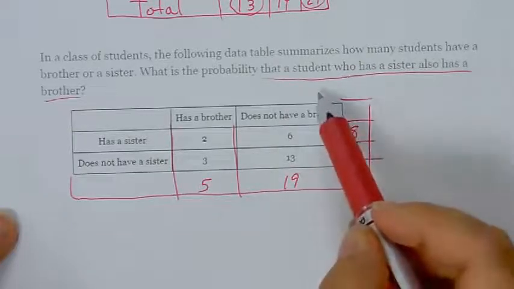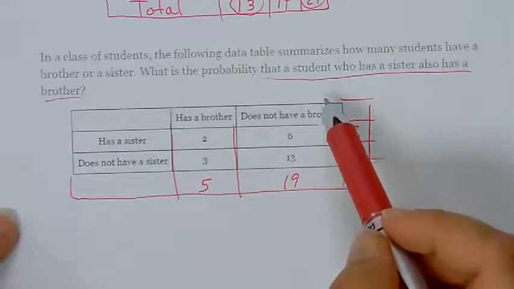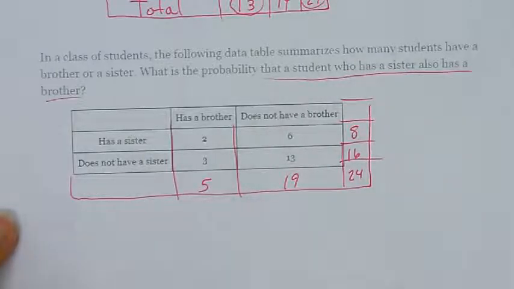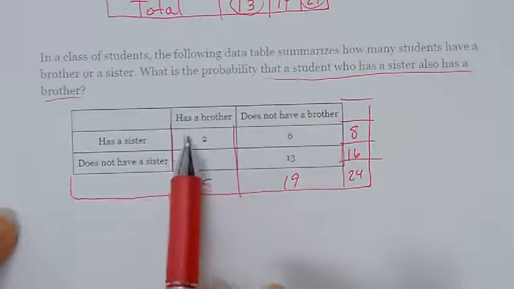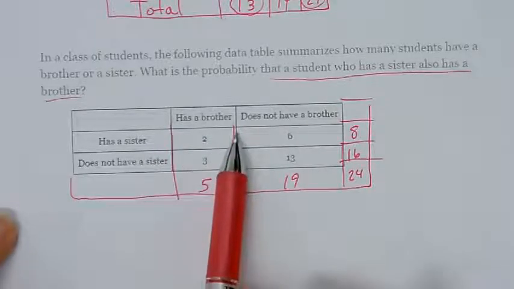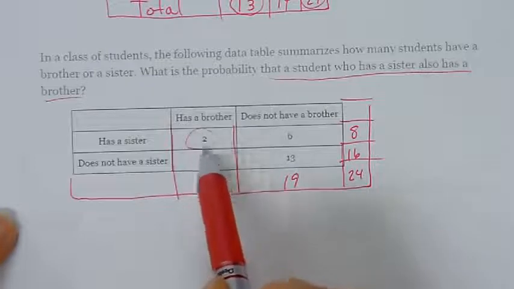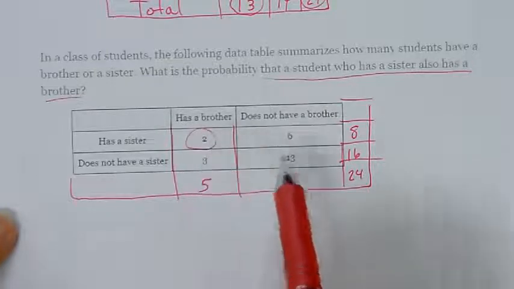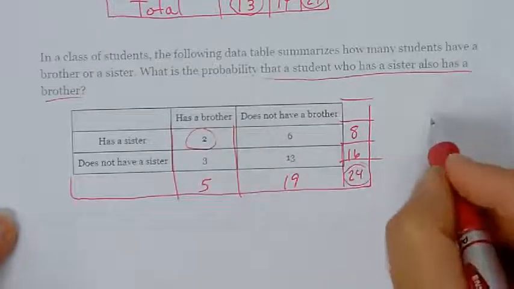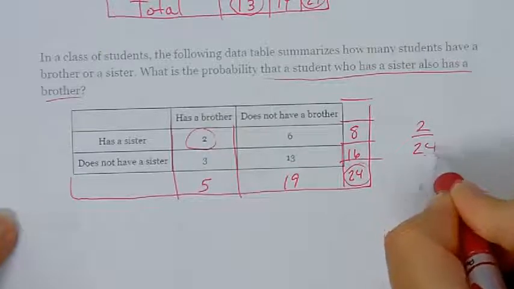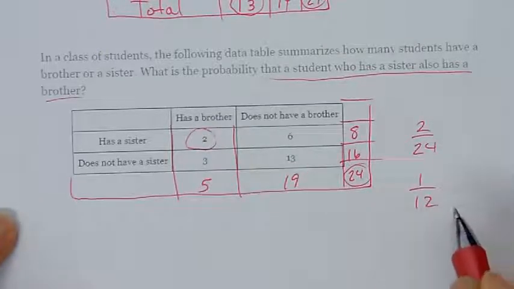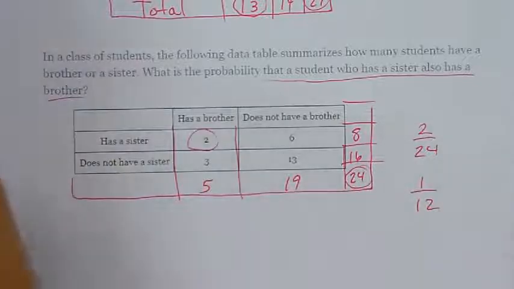So the ones who have a sister, let's see here. What is the probability that a student who has a sister, so I'm looking at the has a sister column, also has a brother? So there are only 2 of those out of the total number of students, 2 out of 24, so I would say that the probability is 1 in 12. You always want to reduce probability.